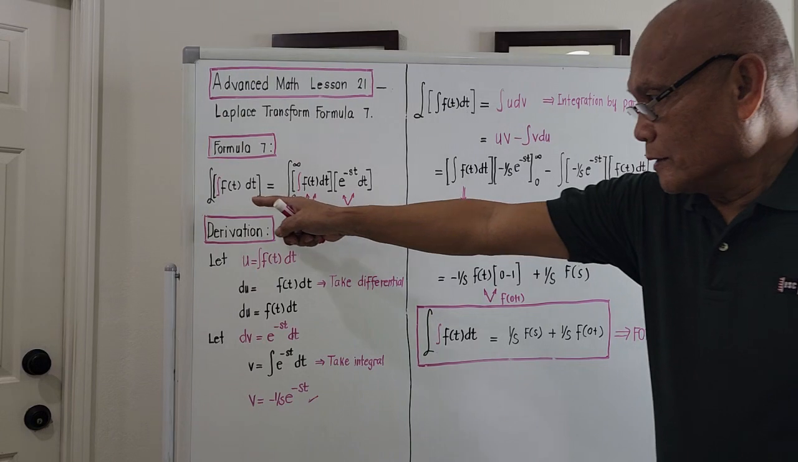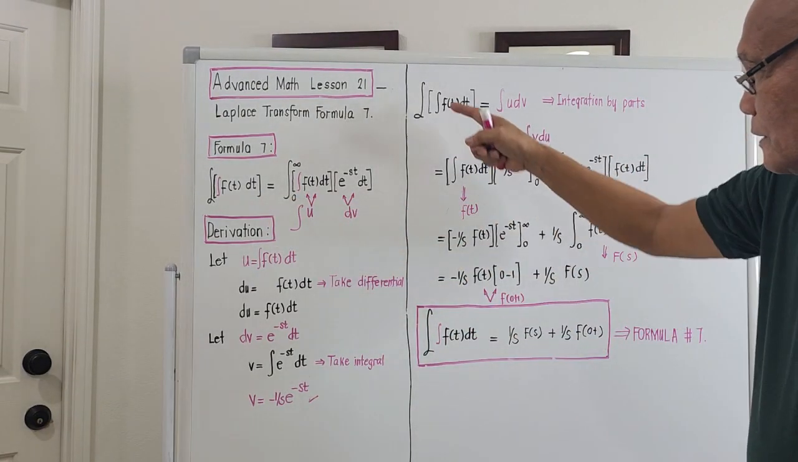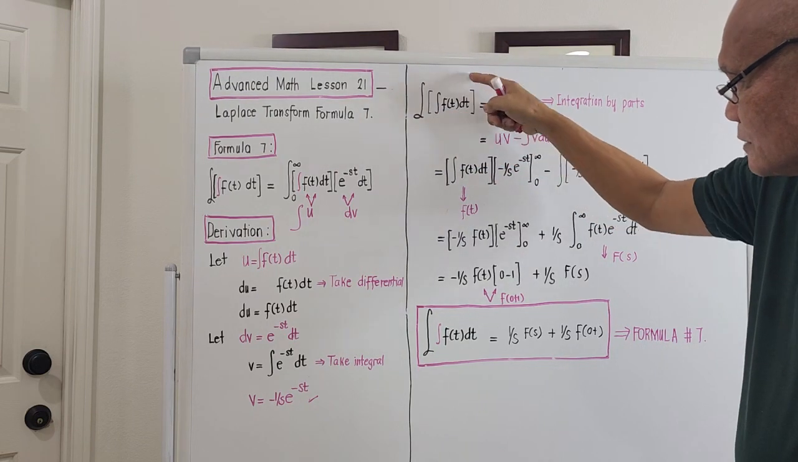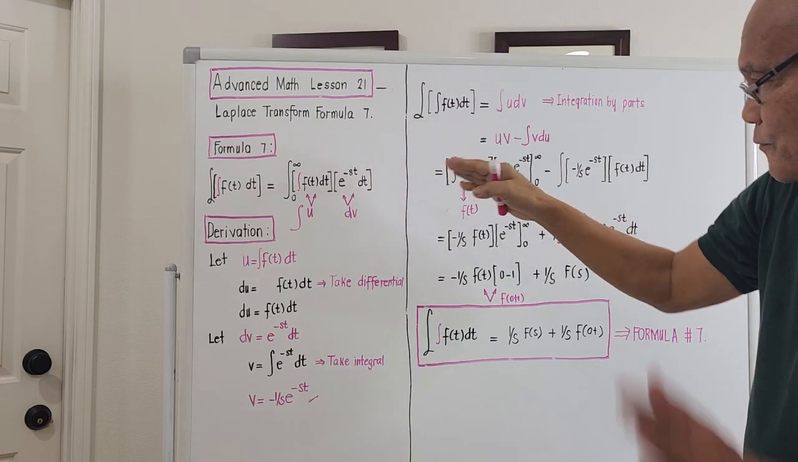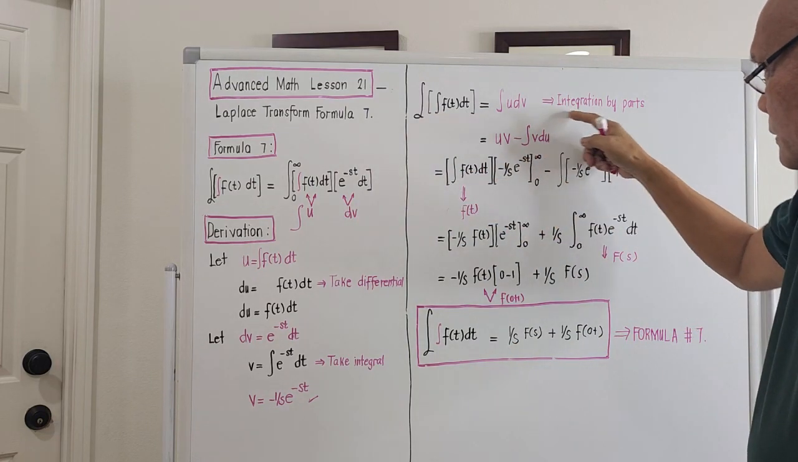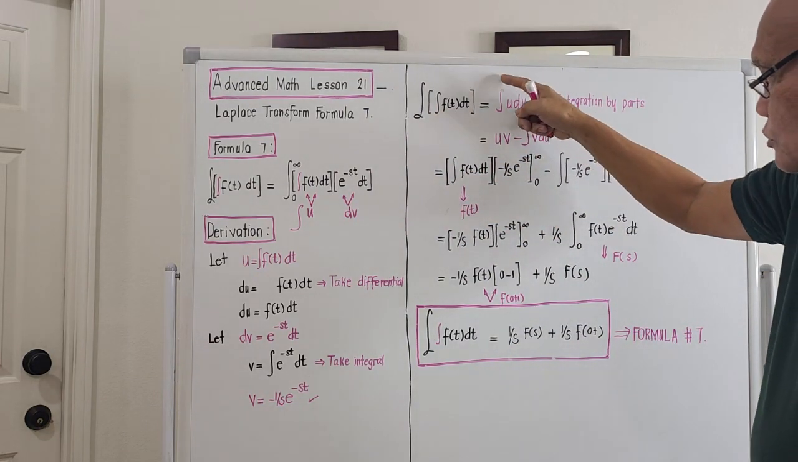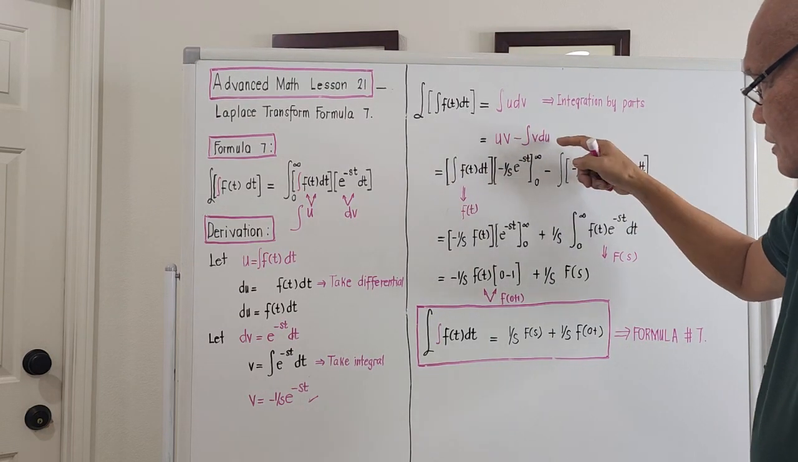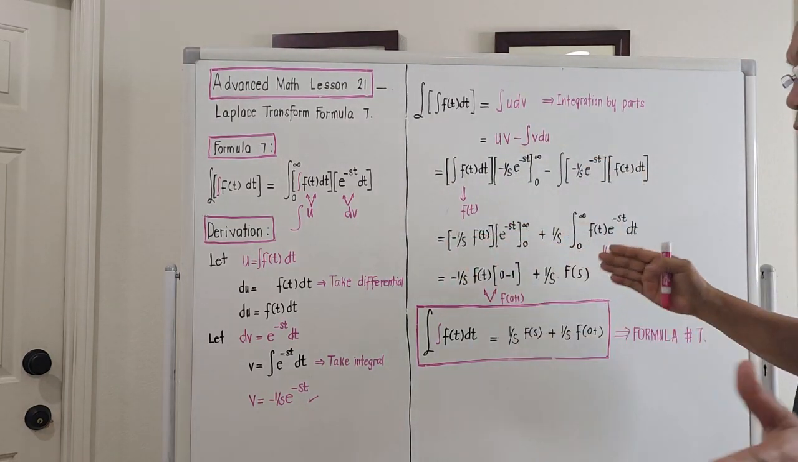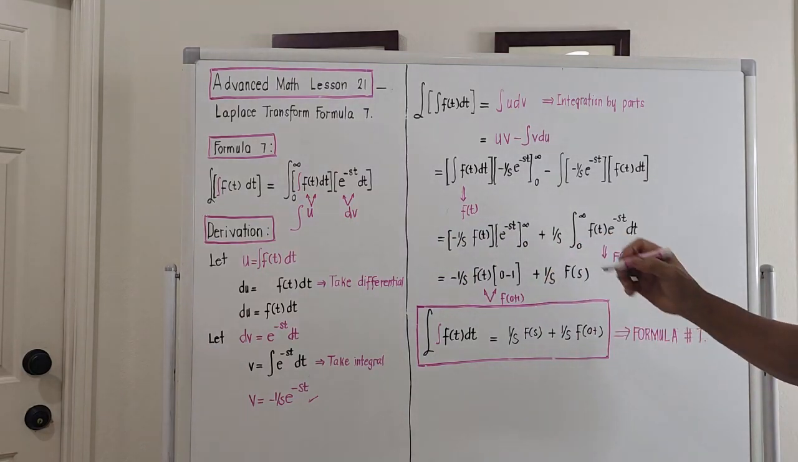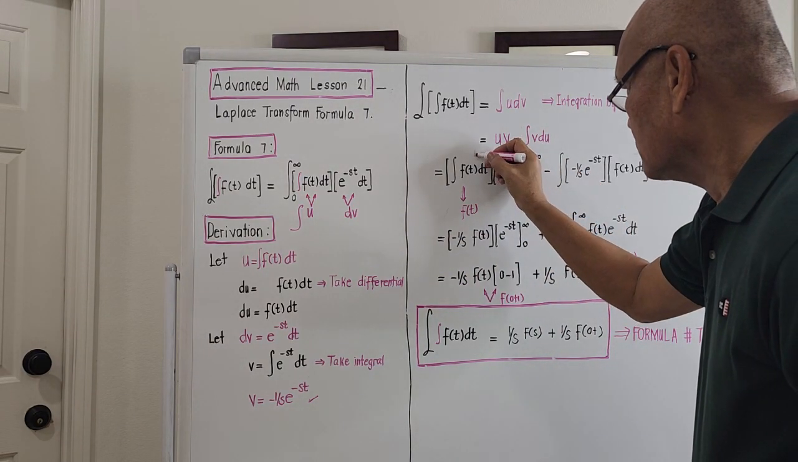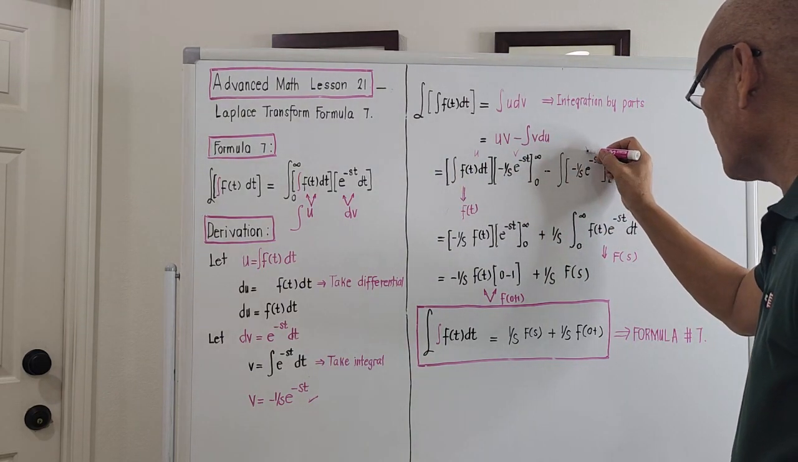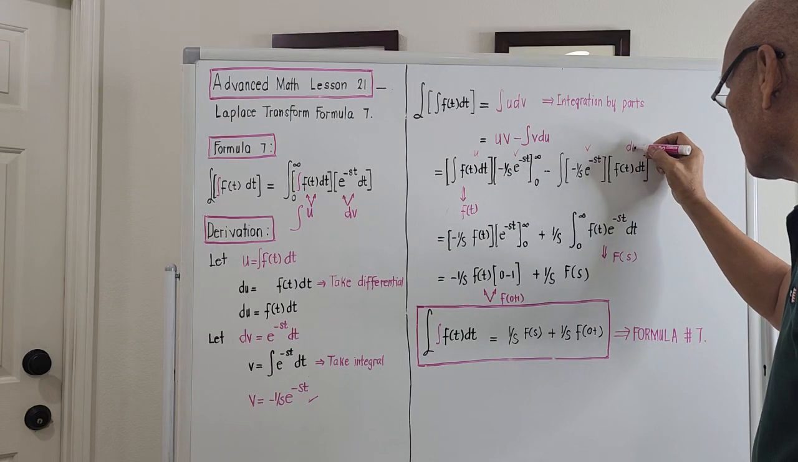We continue with this one. Okay? The Laplace transform of the integral of function of t dt, as I have mentioned a while ago, should fall under the so-called integration by parts. So it should be the integral of u dv, and it should be uv minus the integral of v du. So this is now just a matter of substitution. This will be u, this part will be dv, this part will be v, and this is du. We follow this.